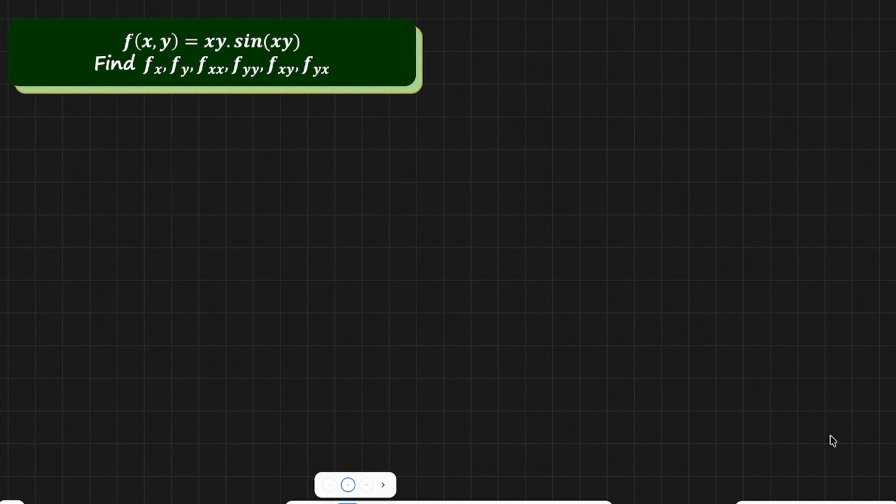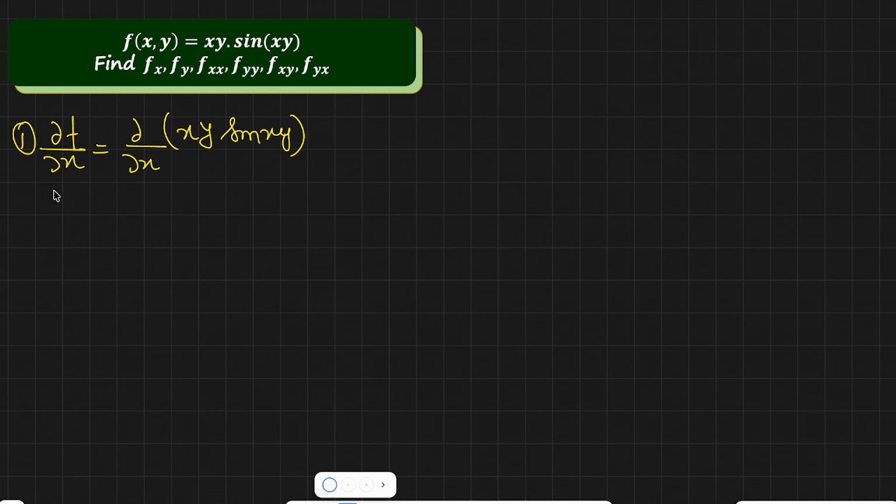Whenever you have this type of question, how to solve it? You have to use the product rule. So first of all, find the partial derivative with respect to x. This is x into y, this is sine xy. The product rule is the u into v rule. Y is constant, so you take y outside, and this is x into sine xy, because this is a function of x and y both. So you consider one as u and the other as v.